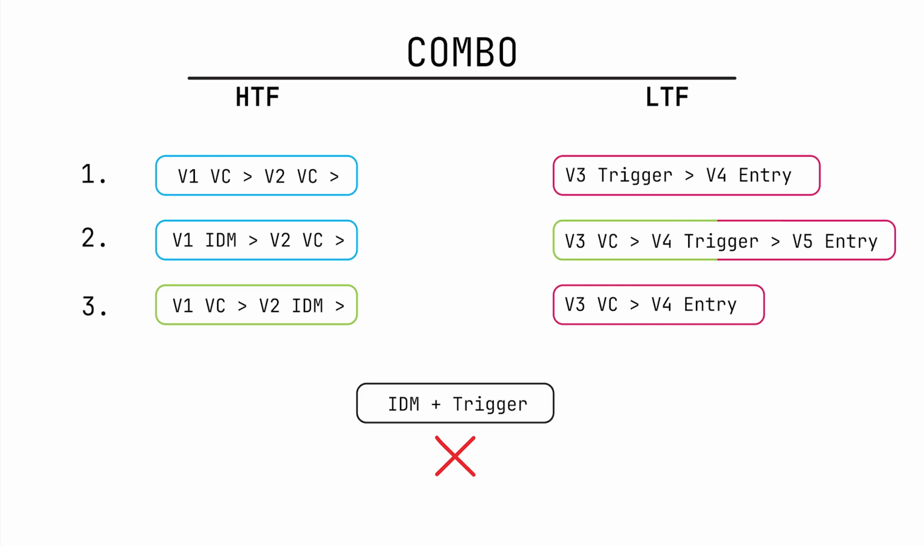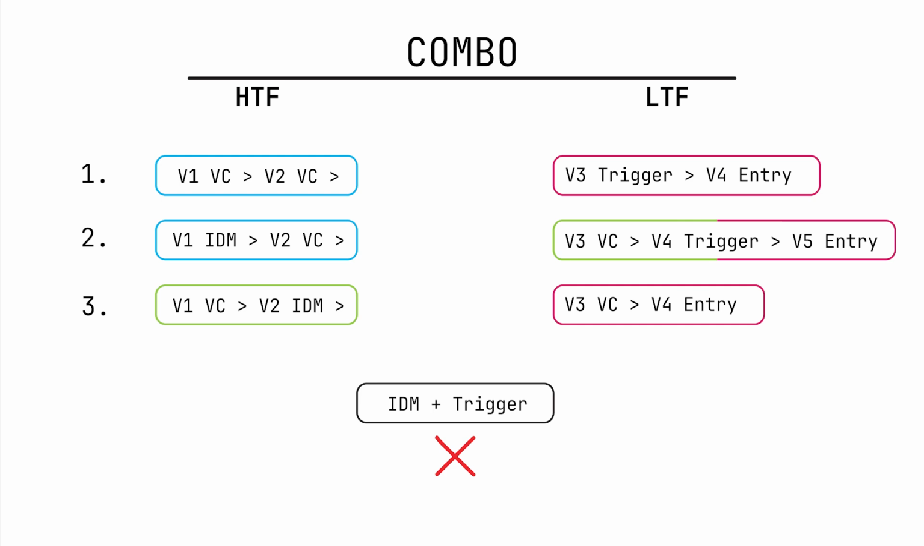In the case where we already have a logical element on HTF, we can then wait for LTF logical elements, which again are only 3. 1. V3 trigger greater than V4 entry. 2. A combination of logical elements, V3 volume confirmation greater than V4 trigger greater than V5 entry. 3. V3 volume confirmation greater than V4 entry. Here, an important rule is that inducement and trigger cannot be combined.